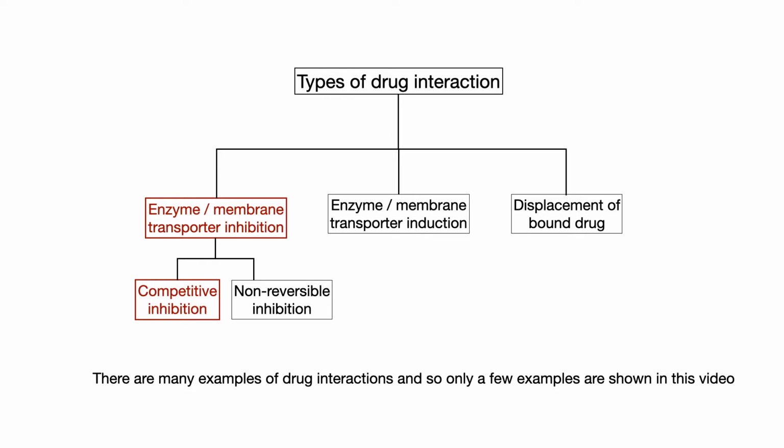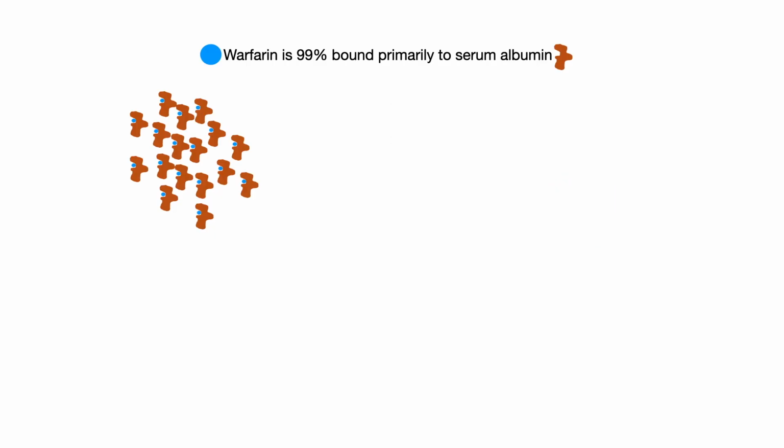Now, we'll come to that in a little bit more detail in a moment. But let's first of all pick out some of these other mechanisms here, which are perhaps not as common, but we do need just to cover them for completeness. And we'll start with the displacement of bound drug. An example of that is with warfarin. Warfarin is 99% bound mostly to serum albumin. In this slide, a blue dot represents warfarin. The serum albumin is represented by that sort of brown splodge. And you can see the warfarin bound onto the serum albumin.